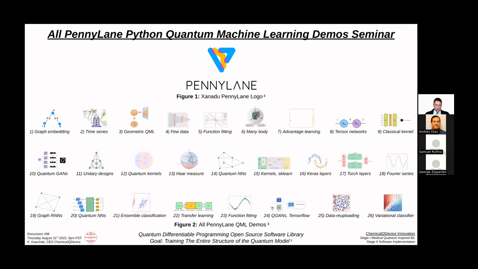So basically, these are the 26 that PennyLane currently has up. They recently had a software upgrade as well. I'm not sure how that affected the demos, but these are definitely good starts if you want to program in quantum.